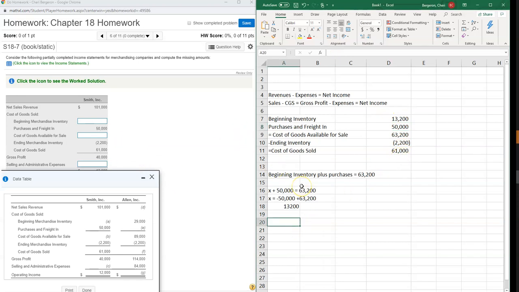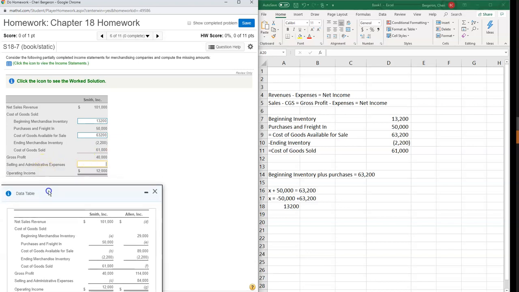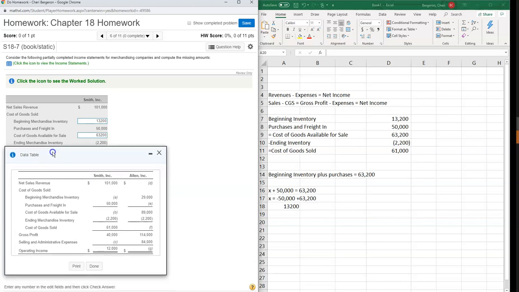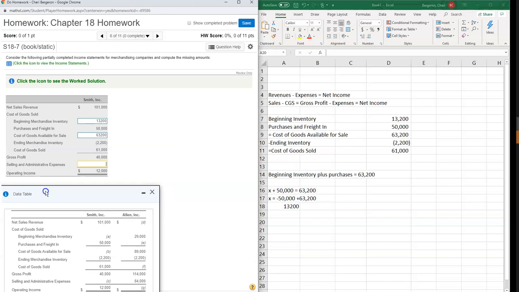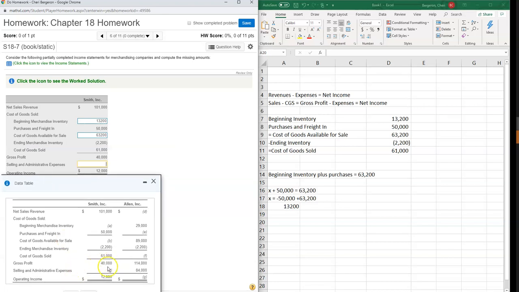So this is not something I would put on a test, but it is something that I want you to practice because it helps you to understand the way these numbers work and how to calculate these numbers. All right, so let me put it in and make sure we got the right answer. 13,200, we figured out that one was 63,200. We have to finish this up. Selling and administrative expenses are letter C. So let's finish.